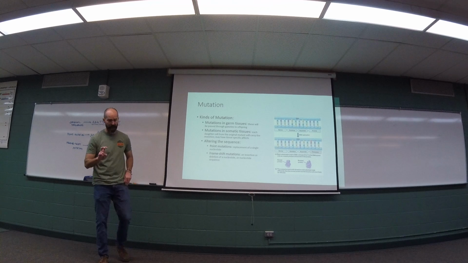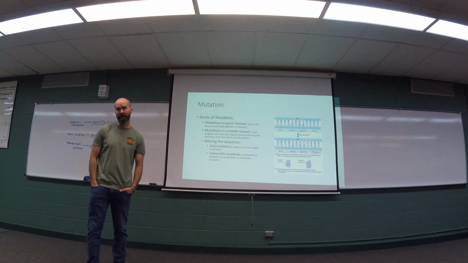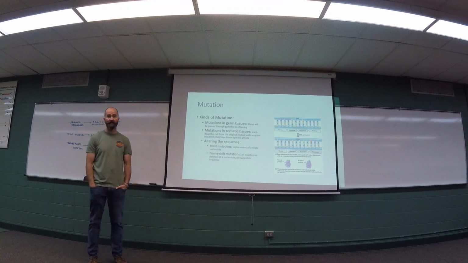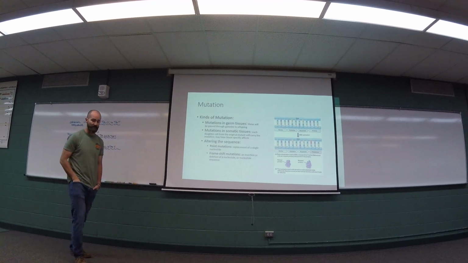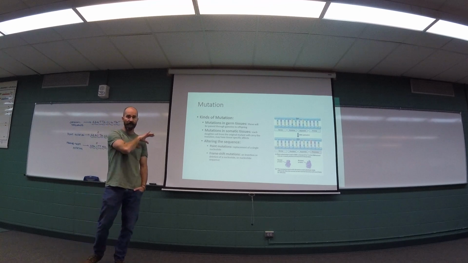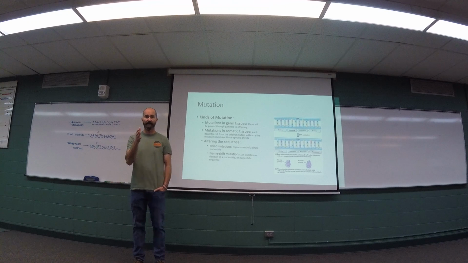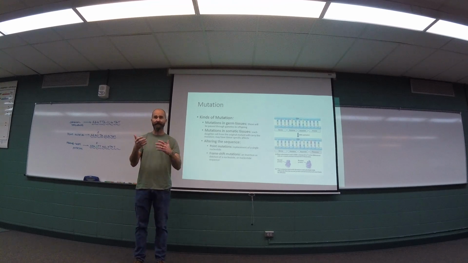So let's talk about these two different types of mutations, the first of which is a point mutation, and the second of which is called a frame shift mutation. With a point mutation, along the long sequence that is a gene, there can be a single nucleotide that's switched from, let's say, an A to a T. So just one nucleotide is changed.